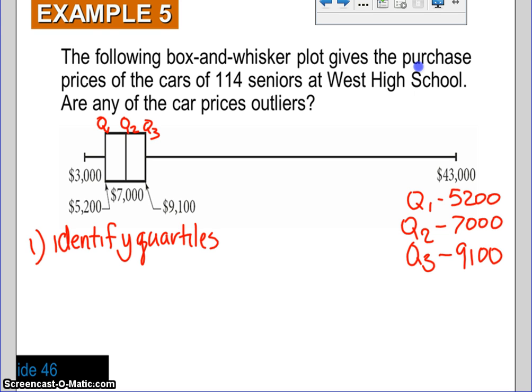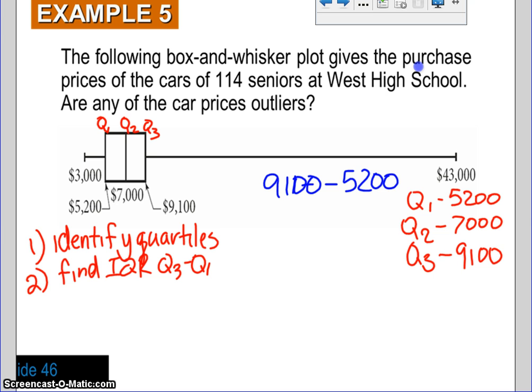So once we've identified the quartiles, the next thing that we need to do is find the interquartile range, which remember is Q3 minus Q1. So in this case, I know that Q3 is 9,100 and Q1 is 5,200. And when I subtract the difference of those, I get 3,900 is my interquartile range.